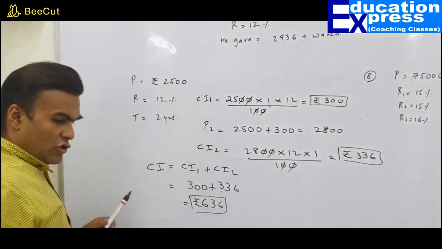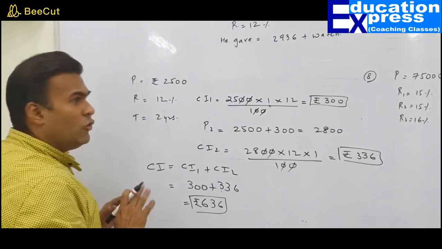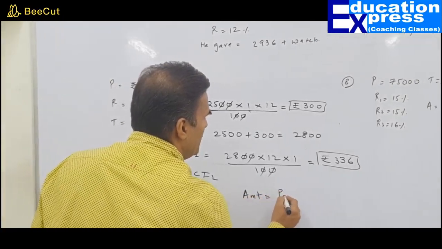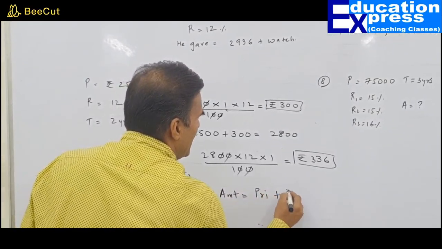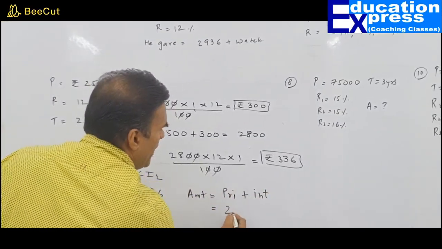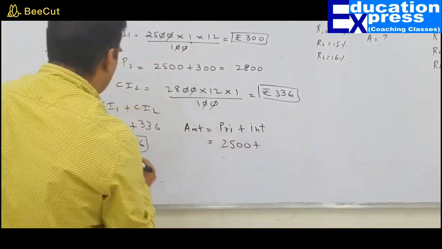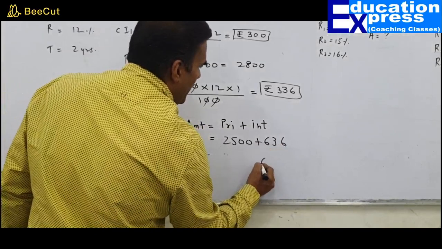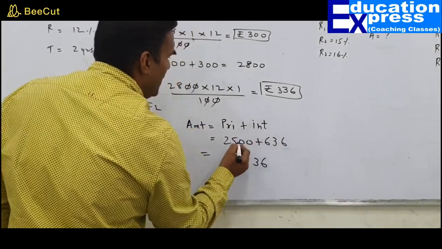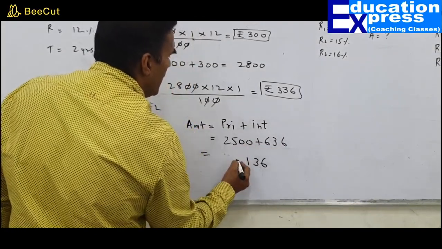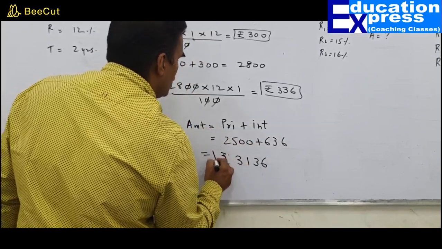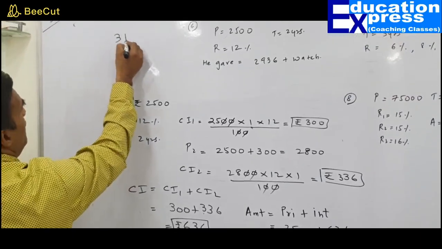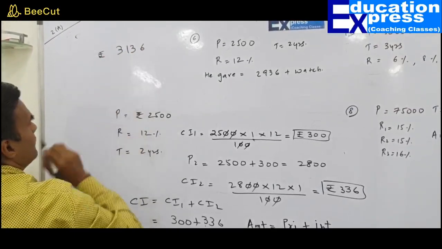Absolutely right. So, how much do you have to pay me to clear the debt? Sir, amount would be principal plus interest. So, sir, you have to pay me 2,500 plus 636. That means you have to pay me 3,136 rupees to clear the debt.